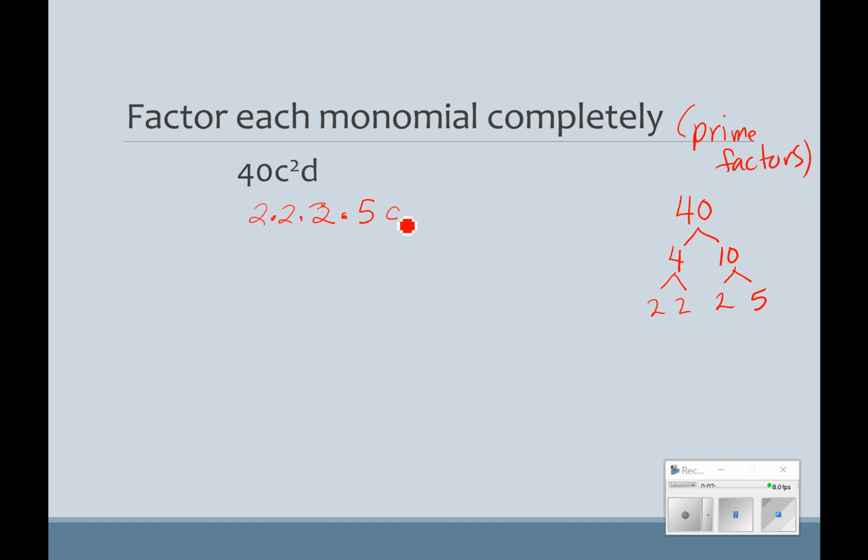Okay, then I've got 2 c's and 1 d. So this is factored completely, and I can check it by multiplying all my prime factors together, and it should get what I started with.